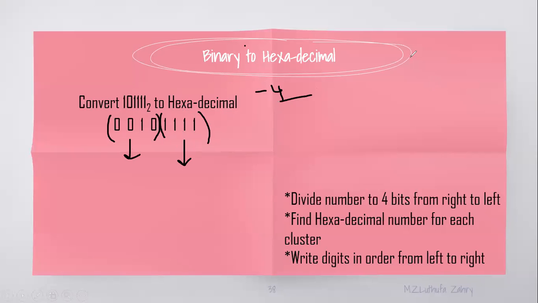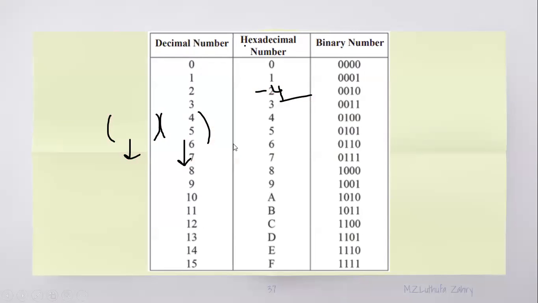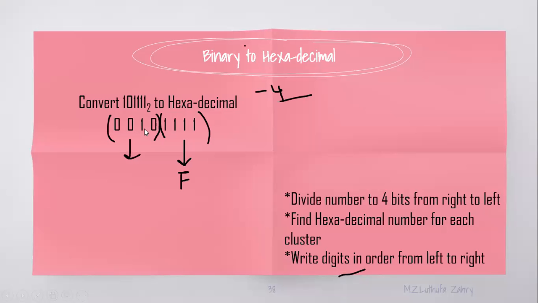So if you have the table there, wait, let me show you. With the table, you'll be able to identify that 1111 is F. So that is going to be F. And the other one will be 10011.